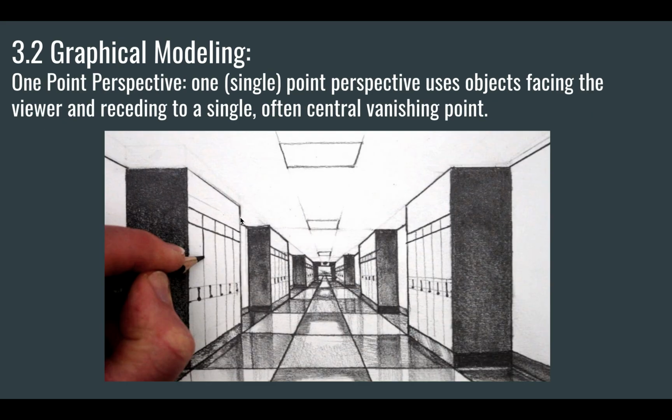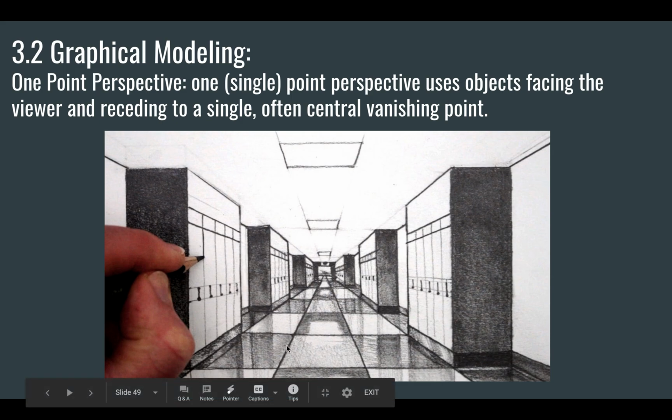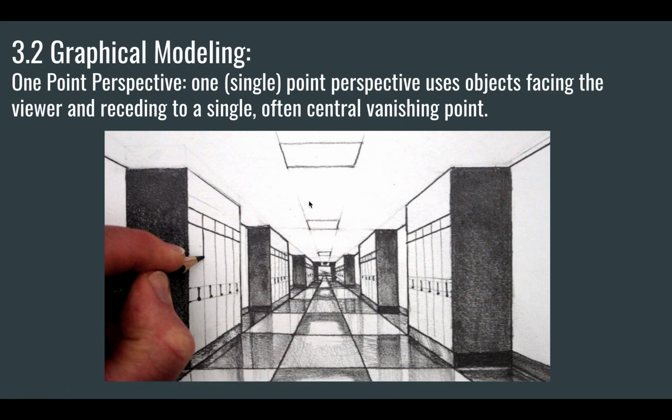So 1-point perspective. So 1-point perspective basically means that you have a single vanishing point. And it'll be set, usually it's central. So like all of these lines, right? So like the top of all of these lockers converge down here at a central point. And all of these tiles converge, these lines that are the tiles converge at a central point. Now that's something that we want to pay attention to. Lights are all converging at a central point.